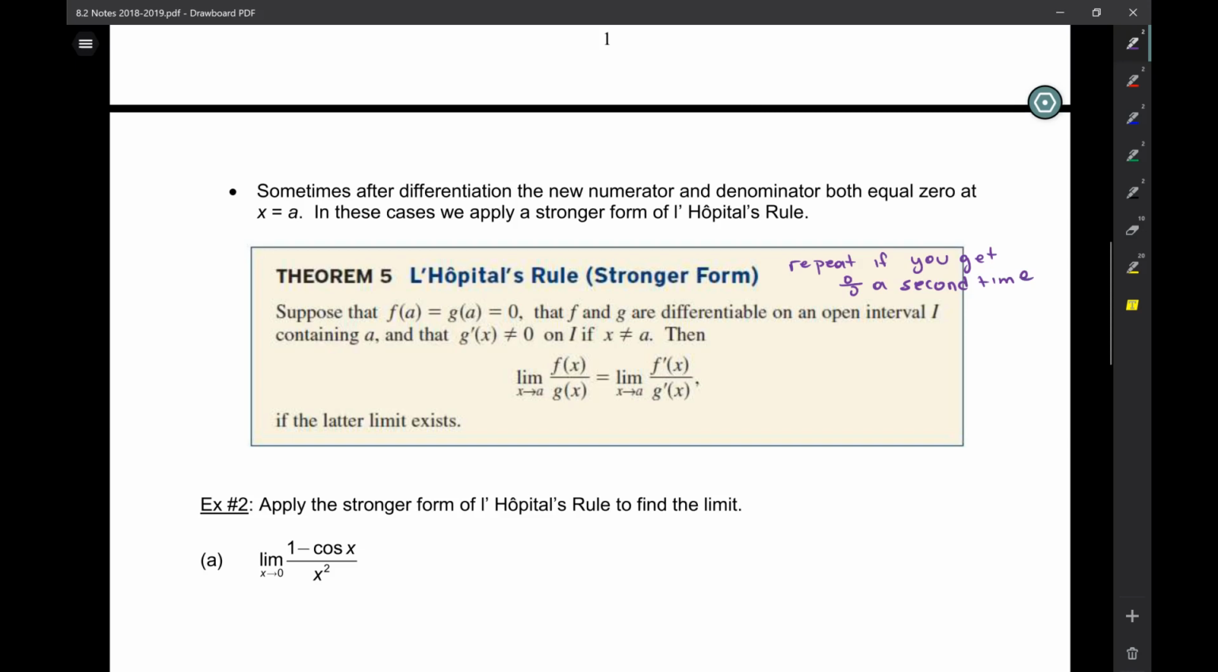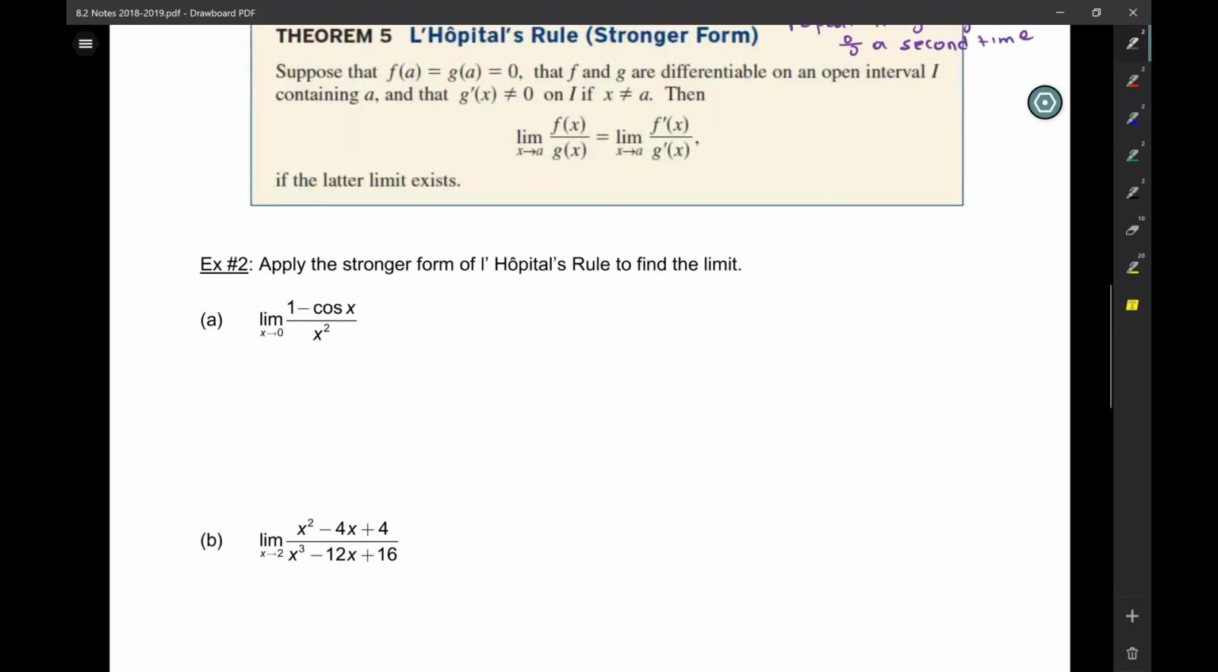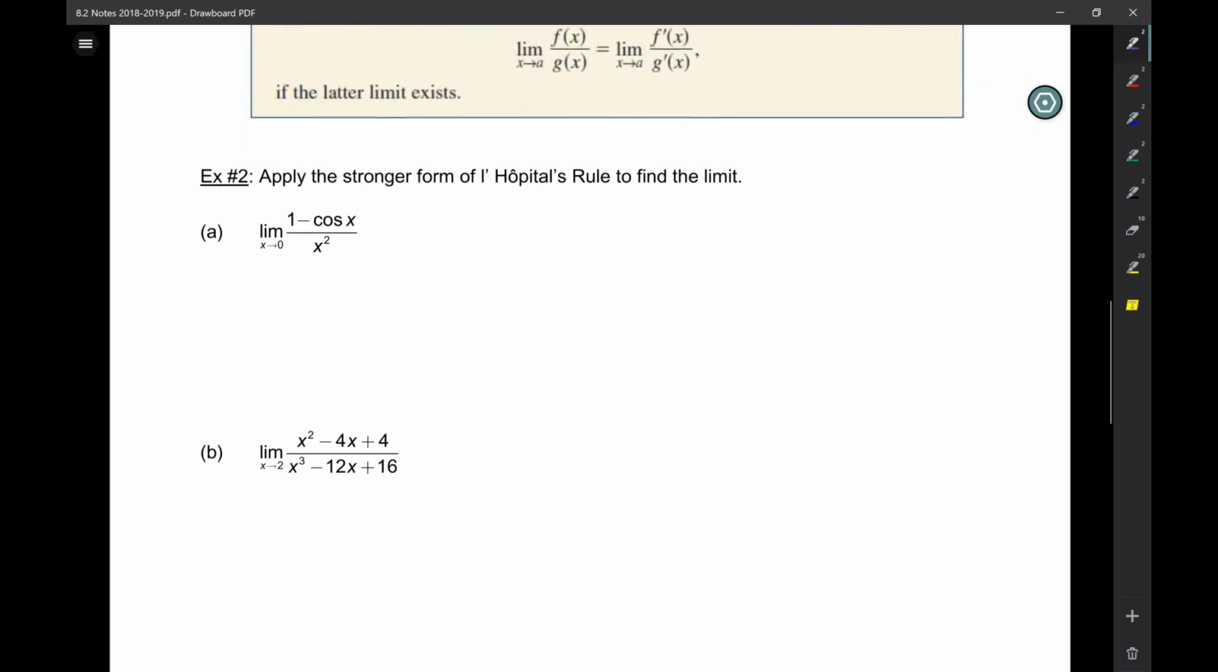Okay, so apply the stronger form of L'Hopital's rule to find the limit here. Okay, so let me teach you a little bit of notation here. Often, so here you put in 0, you get 1 minus 1, and that's 0 over 0, right? So often, people do one of two things. You either write here that it's 0 over 0, meaning it's indeterminate form, and it's sort of understood that you're going to do L'Hopital's rule, or people will just write, LH for L'Hopital's rule, okay?